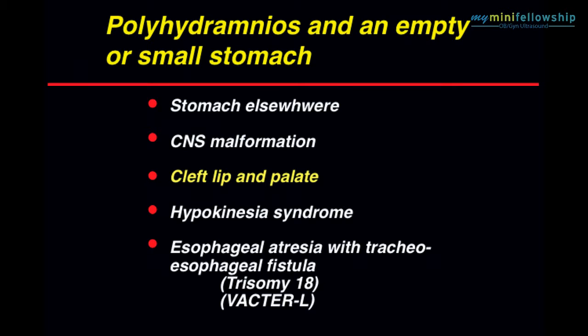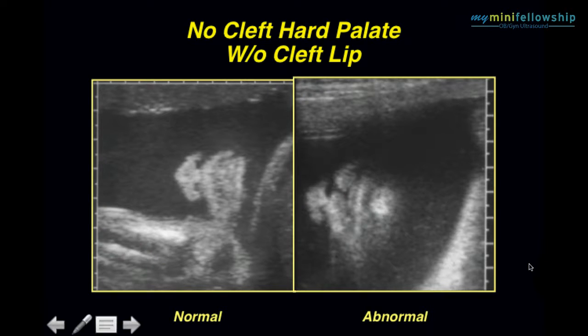So the same thing happens to the fetus that's trying to drink the amniotic fluid. It just goes through the hard palate and out the nose, so it doesn't get to the stomach, so the stomach is small. It doesn't get to the small intestine, so there's polyhydramnios.